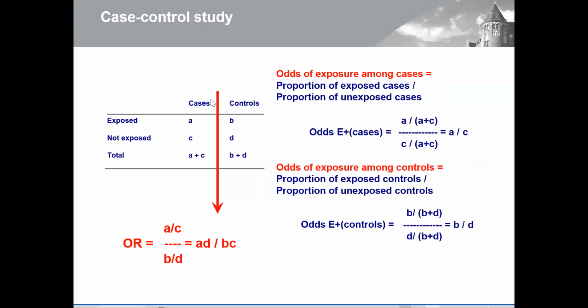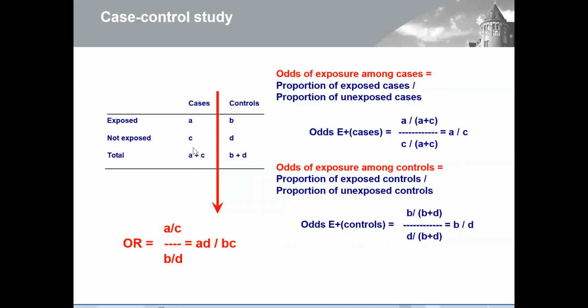So remember, it's the same way we draw a 2 by 2 table. Our cases are those with disease, our controls are those with no disease, and exposure or no exposure. So the odds of exposure among cases is calculated as the proportion of exposed cases over the proportion of unexposed cases. What is the proportion of exposed cases? We would have A, and our total number of cases is A plus C.